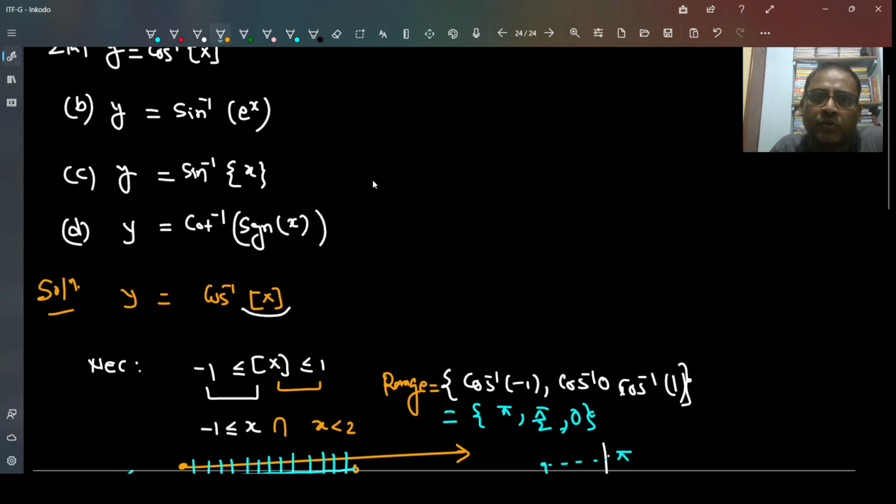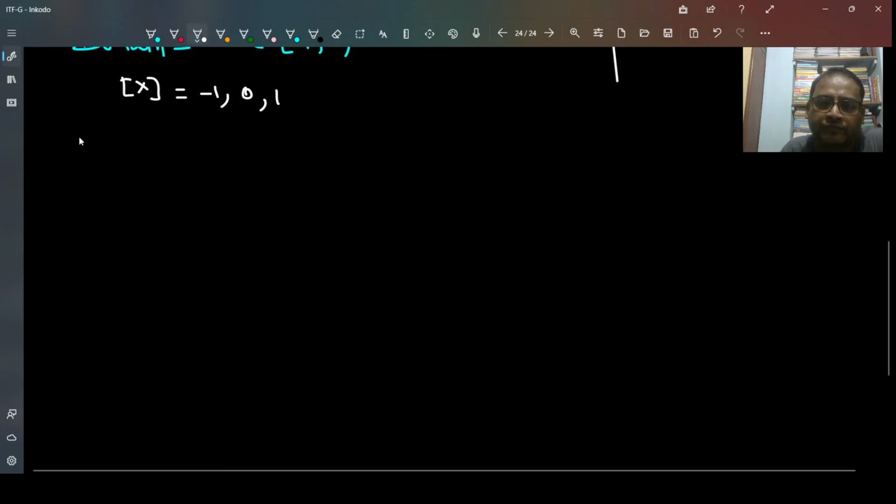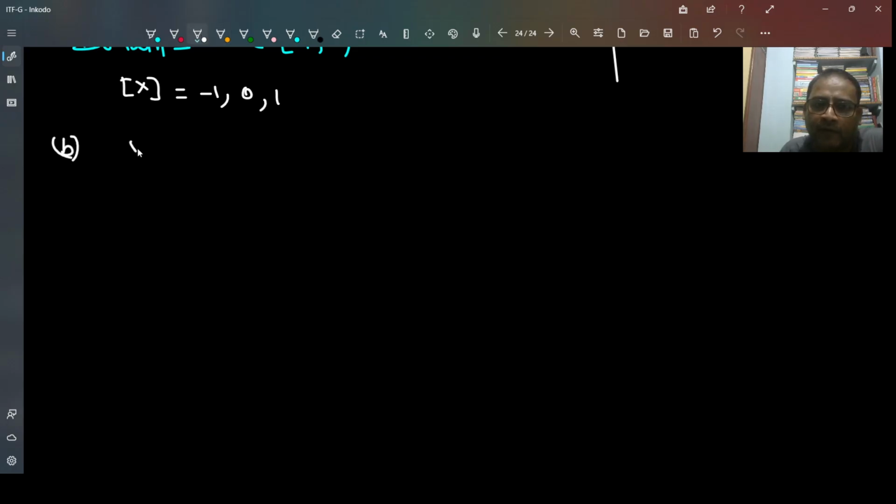Okay, now coming to sine inverse e power x. Part B: y is equal to sine inverse of e power x. Find its domain and range.